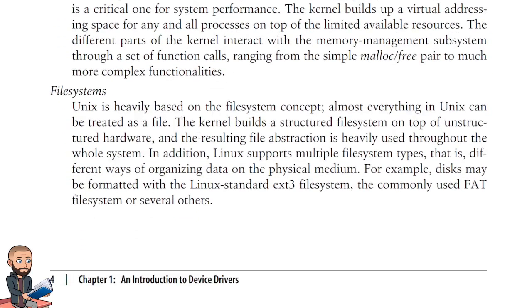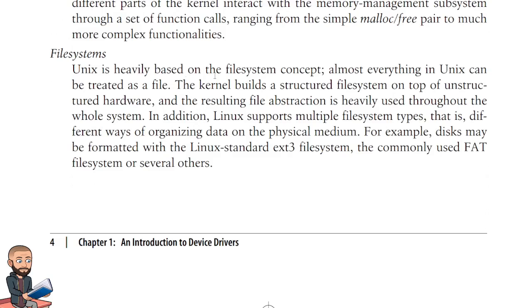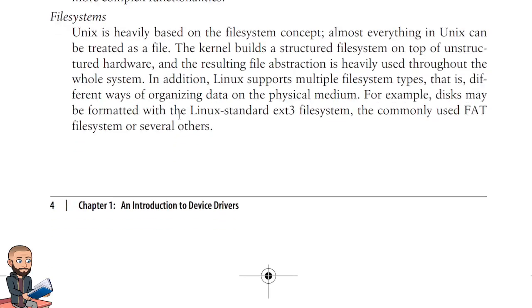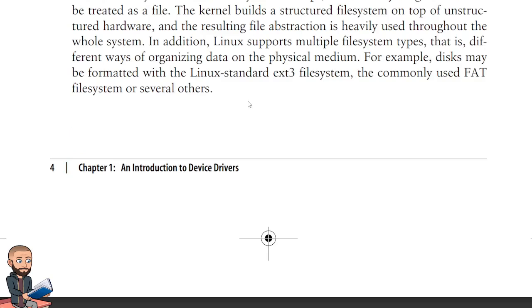Then we have file systems. Unix is heavily based on the file system concept. Almost everything in Unix can be treated as a file. The kernel builds a structured file system on top of unstructured hardware, and the resulting file abstraction is heavily used throughout the whole system. In addition, Linux supports multiple file system types, that is, different ways of organizing data on the physical medium. For example, disks may be formatted with the Linux standard ext3.